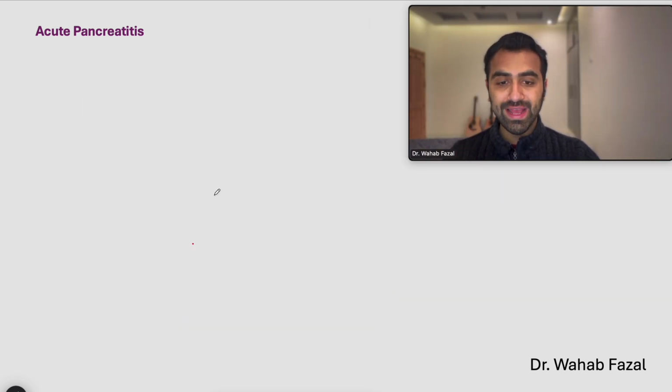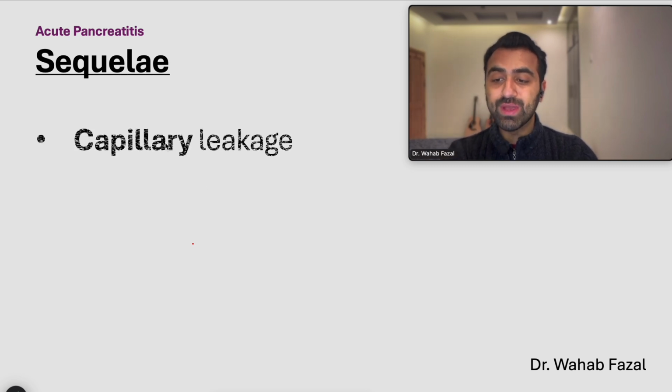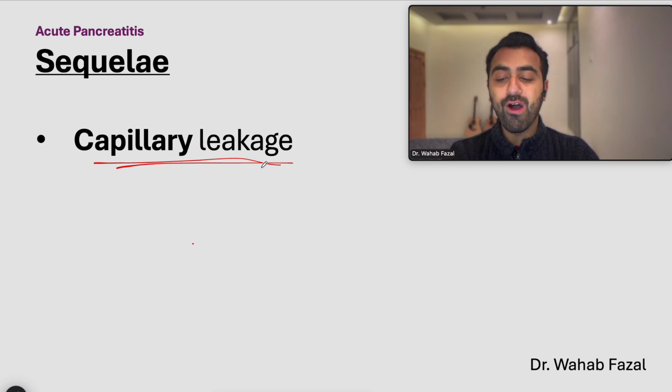Now let us talk about the sequelae of acute pancreatitis. You get a movie and then you get its sequel. Exactly like that, you get acute pancreatitis and then you get the things that happen after it. What are those things? The most important thing to remember is capillary leakage. This is one of the most deadly sequelae of acute pancreatitis.